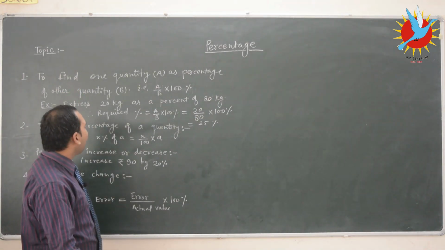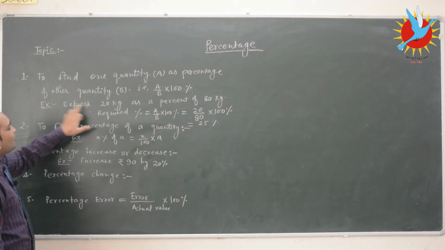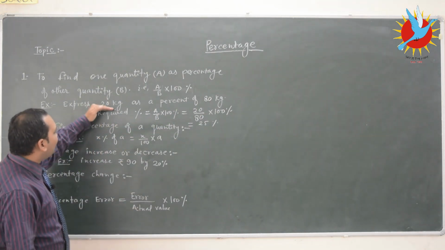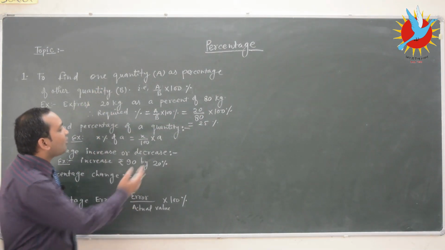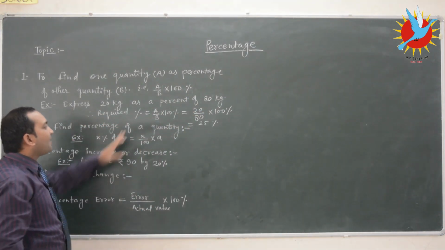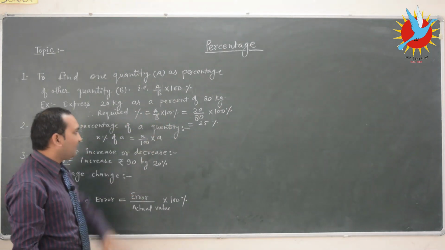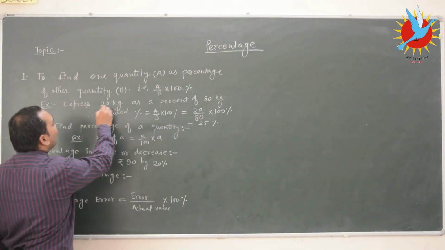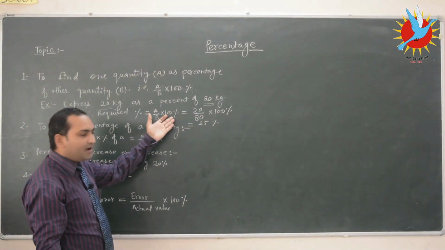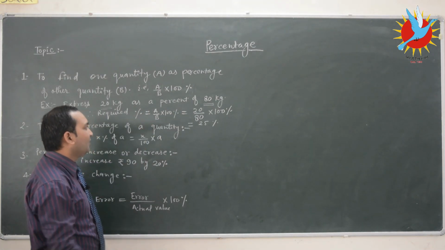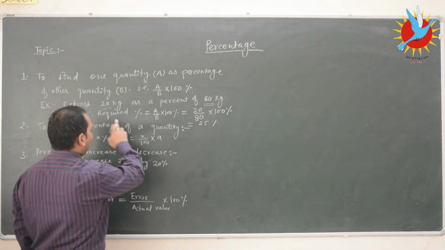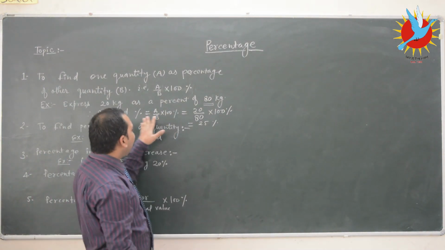For example, express 20 kg as a percent of 80 kg. So how much percent is 20 kg out of 80 kg? We find the required percent as A upon B into 100%. It means first we convert both into a fraction and then multiply by 100%. 100% means 100 upon 100, that is 1. So we take another example.